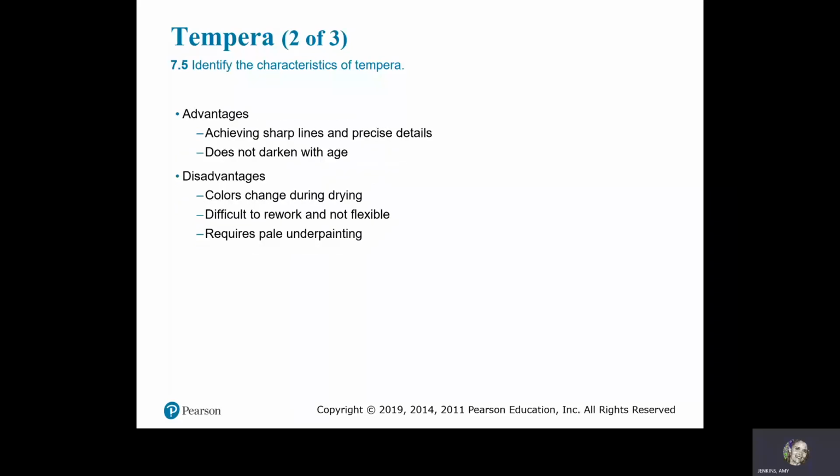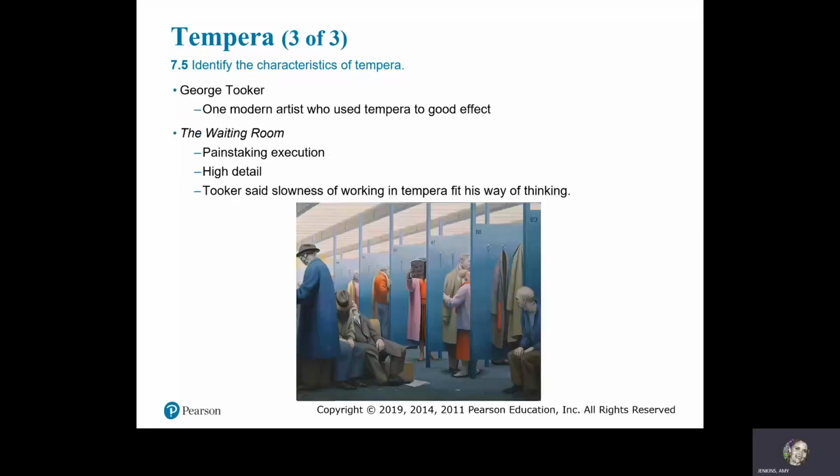The advantages of tempera is you can achieve sharp lines and precise details, and it doesn't darken with age. Disadvantages of tempera are colors change during drying. They get darker. And it's difficult to rework, and it's not flexible, and it requires a pale underpainting.